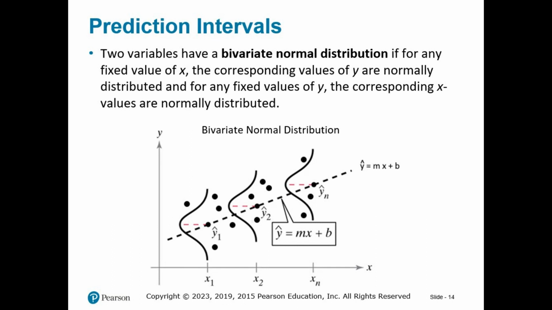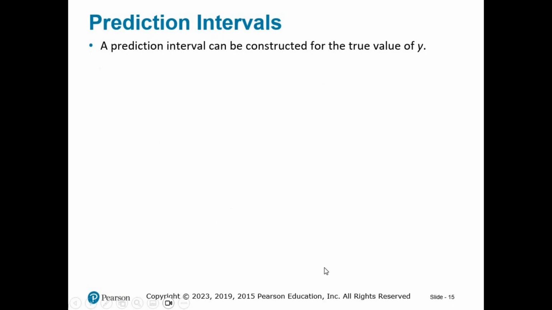So for one value, say x sub 2, we have this observed y value, y sub i. But we also have this predicted y value, or y hat, that lies on the regression line because it is predicted using the regression equation. And somewhere along this interval, there exists the true y value. So we're saying that any two variables have this bivariate normal distribution if we can say that for any fixed value of x, the corresponding values of y are normally distributed, and that works for every x value. Similar to what we've done in the past, we can construct a prediction interval for the true value of y.